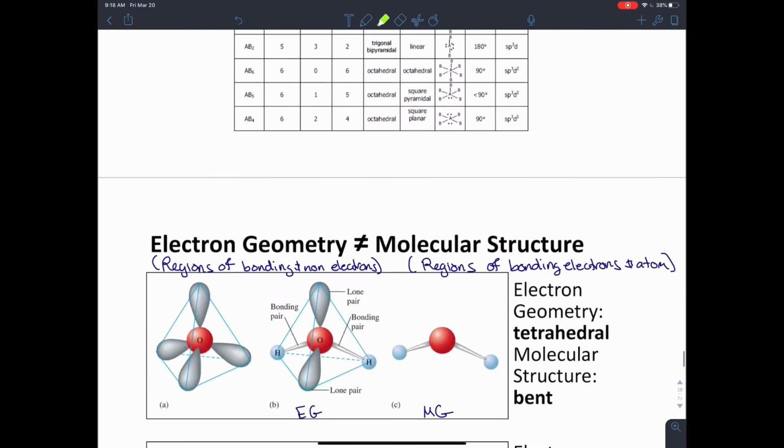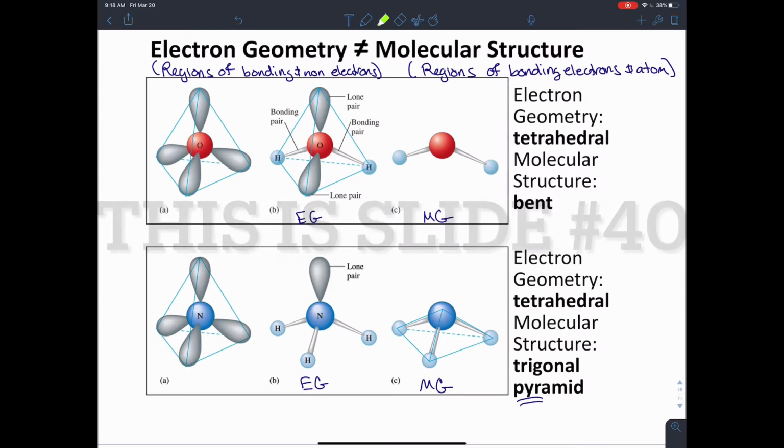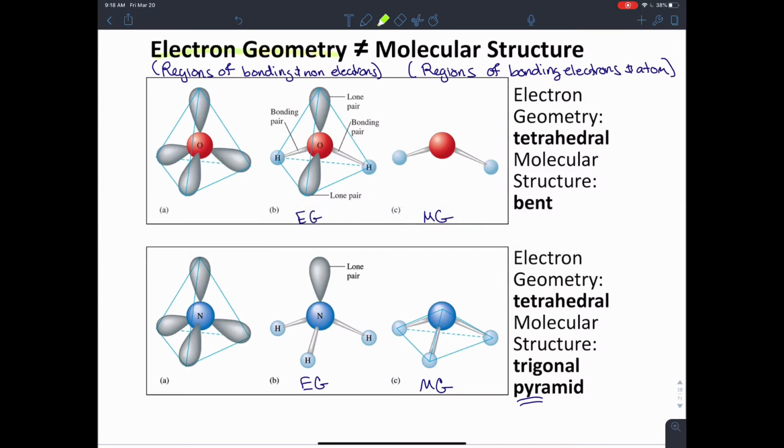All right, so let's move on to our first slide for today. Just as a reminder here, electron geometry is not the same as molecular geometry. When we're looking at the electrons, that means we're looking at all the regions, bonding and non-bonding electrons around that central atom. And when we're looking at only the molecule, it means we're limiting our view to the regions of bonding electrons and the atoms that are sharing in that bond.